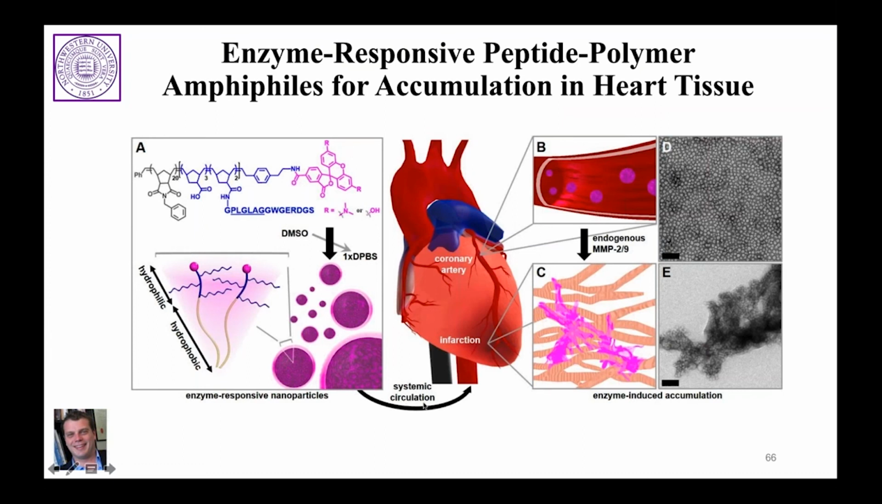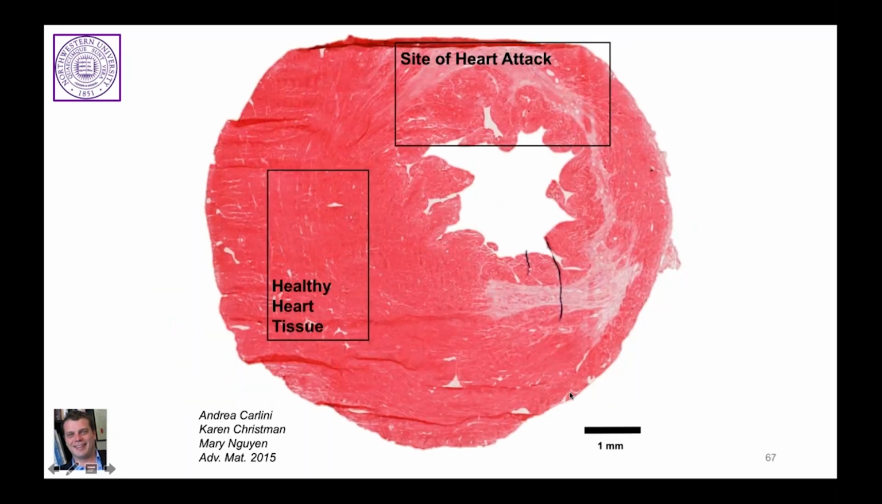We inject intravenously, and we see it circulate and then accumulate over time. On this next slide, what you can see is a tissue slice from one of these rats. You see the left ventricle here. You see a very large site of heart attack. This is this white portion here where the muscle tissue has been obliterated. And in fact, white blood cells have invaded.